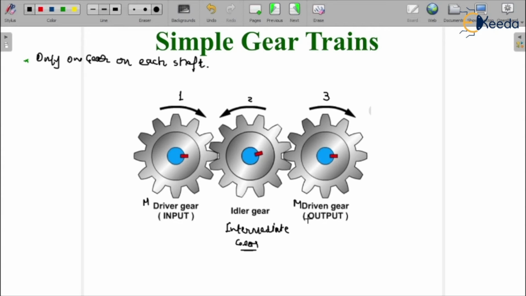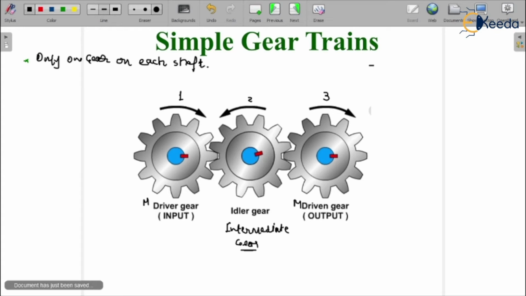Why am I saying this is the main driver and this is the main driven? Because there are a number of intermediate gears in between them. So there are a number of drivers and a number of drivens in the gear train. But the main driver will be only one.